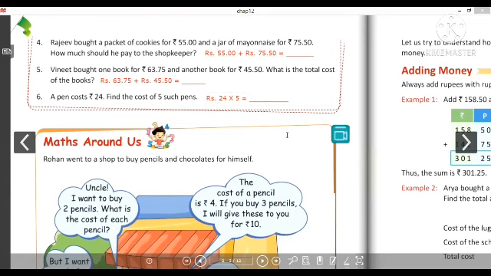Okay, children. So please complete this Let's Recall portion in the book and the questions that I have discussed from the chapter on the board in the notebook and the things discussed in the book itself.